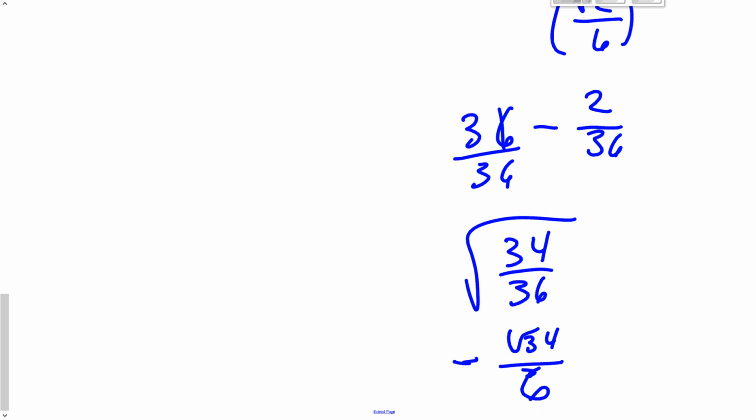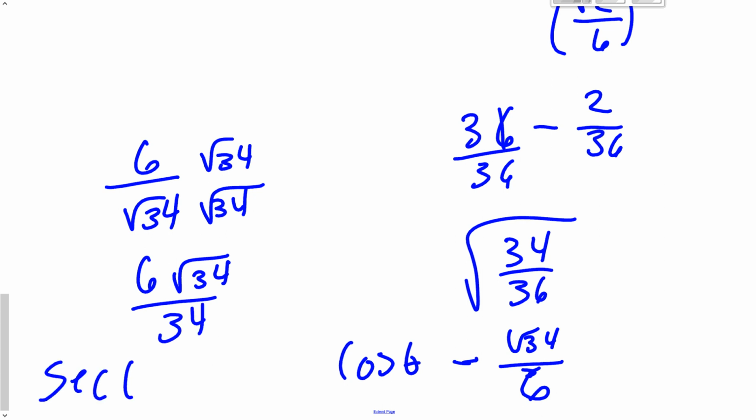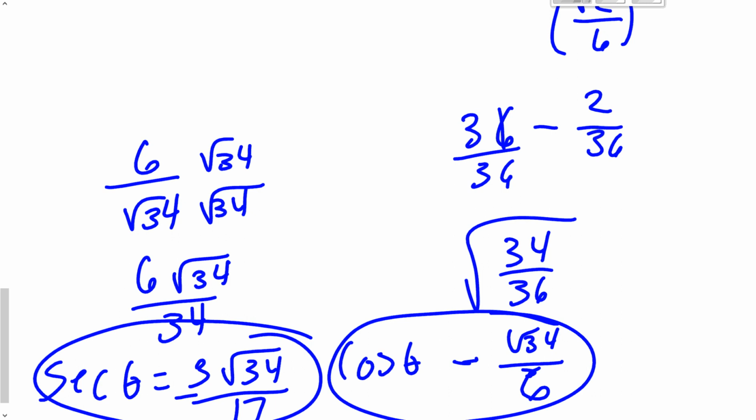So we know it's going to be negative. So there's our cosine. Now we can flip it, and we get 6 over root 34. Rationalize it. So we get 6 root 34 over 34 is our secant. But we can simplify this 6 and 34 to 3 and 17. We know it's negative. So those are all our answers.